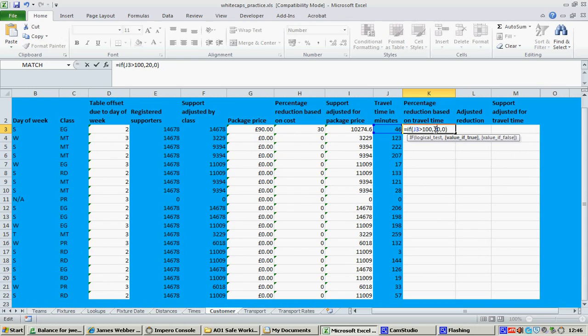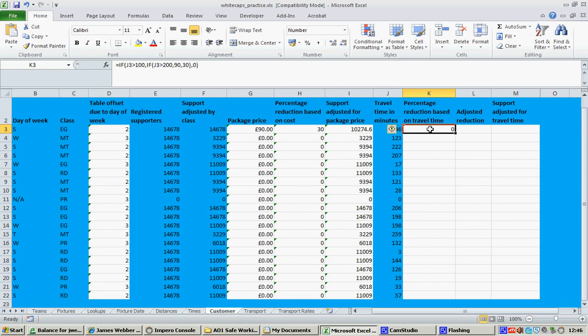Or maybe 10% of all the really die-hard fans, the ones that paint their face and bang the drums and that sort of stuff. Maybe they would come. So maybe you'd have a little nested if in there. If J3 is greater than 200, then only 10% of people are going to come. So, I don't know. There you go, reduce it by 90%. Otherwise, we're going to keep it at 30%. There you go, so 30% reduced, 70% people coming.